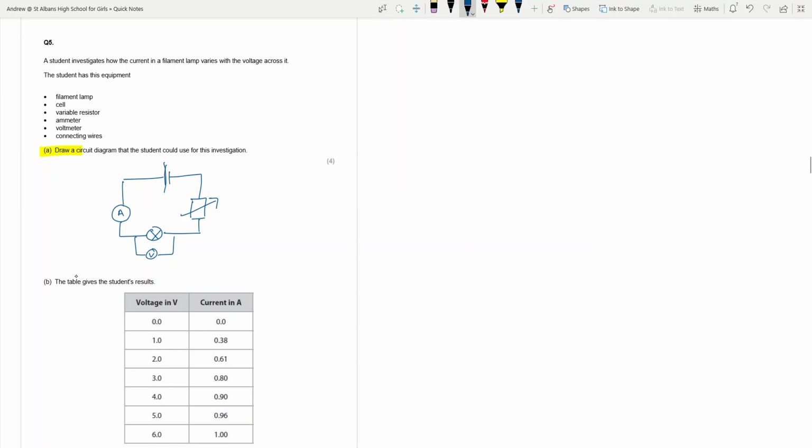So 4 marks. 1 mark is always for remembering the variable resistor. That is where the 4th mark is. The rest are for cell, ammeter, so correct symbols. So correct symbols is a mark.